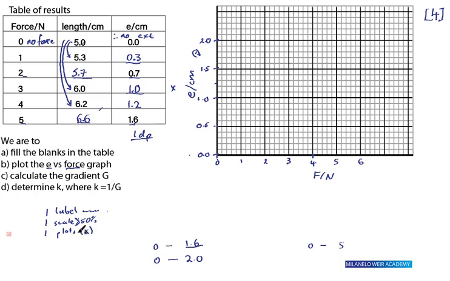Good. So where do we start? 0, 0. Okay, the first plot, right? Good. The first plot. Let me change the color. The first plot is 0, 0, which is here. Good. The next plot is 1 and 0.3. On the x-axis you get 1, then 0.3.